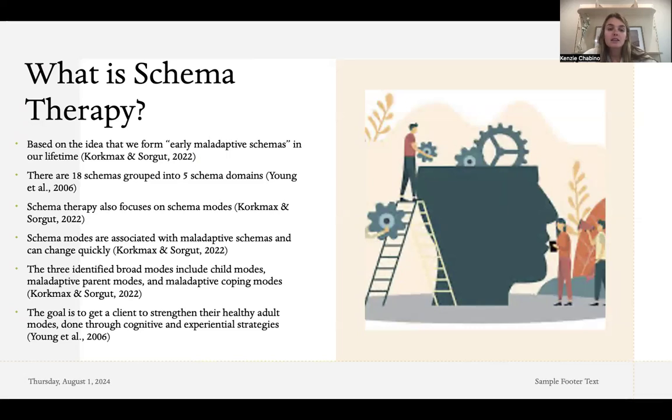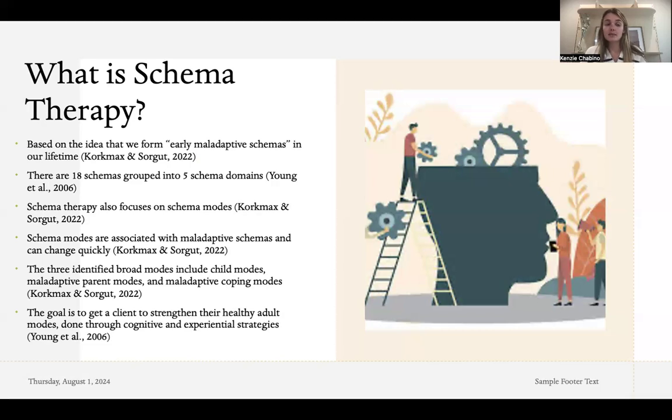It's based on the idea that we form early maladaptive schemas, which shape how we see the world. The definition of them is a self-defeating emotional and cognitive pattern that begins in early development and repeats throughout life. And you can have multiple of these. You're not locked into one. It's not like the Myers-Briggs or the Enneagram where you take the test and then you're one of them. You can have many of these schemas in many of the schema domains. So it's really just about figuring out what your top schemas are.